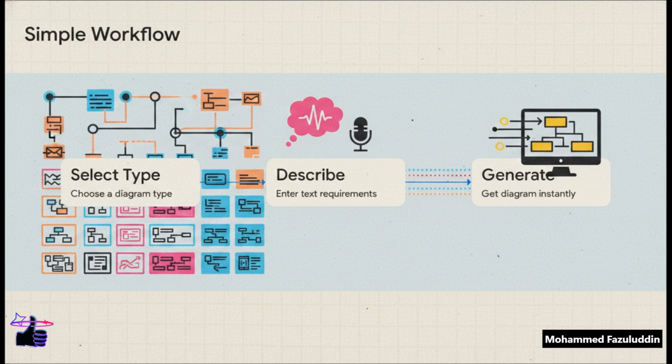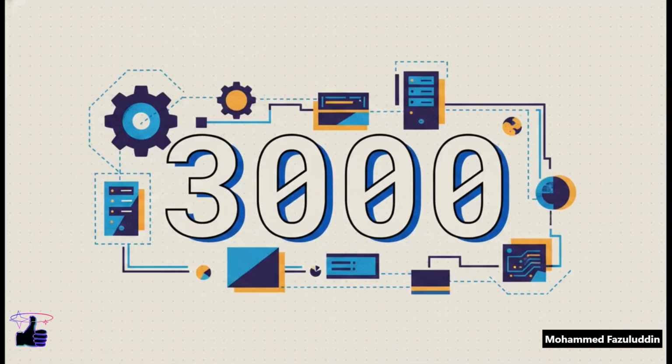No steep learning curve, no dense instruction manuals to read. It's really that simple. There is, however, one specific little parameter to keep in mind to make sure you get the absolute best results, and that's the 3,000-character prompt limit. While the AI is remarkably capable, very large or extremely intricate systems might be kind of challenging for it to render perfectly in one single massive pass.